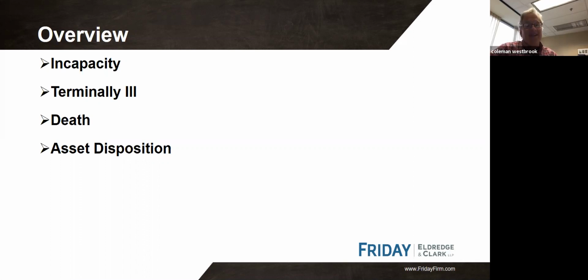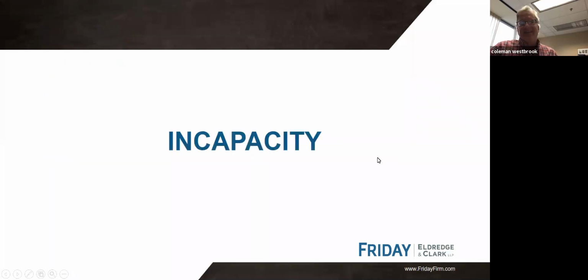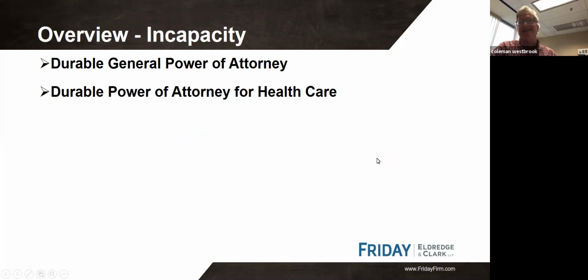And then finally, planning for what happens to your stuff. The first three categories deal with you personally. Finally, upon death, there is the question of what we do with your assets. So the next slide is incapacity.